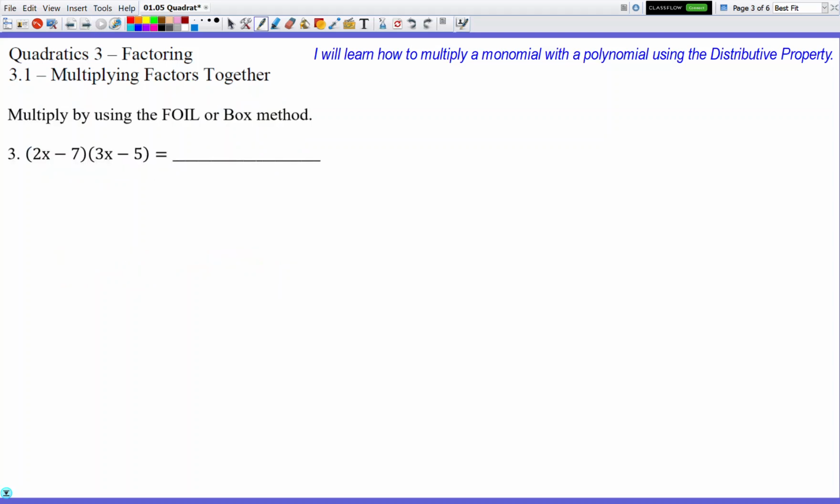Okay, so it says use FOIL or box method. You don't have to use either of those methods if you don't want to. Okay, so I kind of start off the problem with explaining FOIL, and then I branch off into the method that I just used during distributive property. So I kind of create a little bit different path from what foiling is or what box method is.